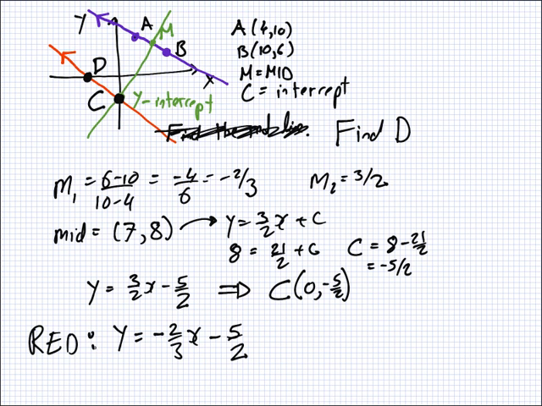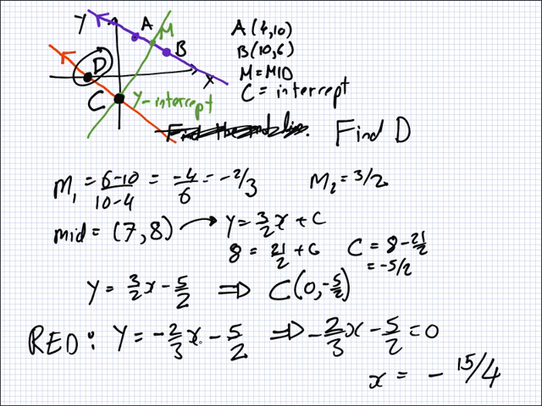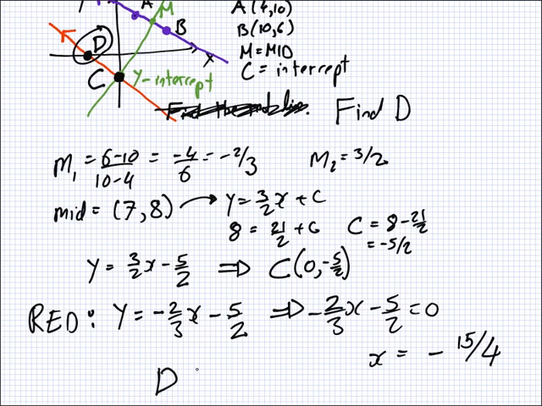So all that's left for me to do is to find this point. We'll make y equal 0. So that means I get minus 2 over 3x minus 5 over 2 equals 0. So that means x will equal minus 15 over 4. So then D, the answer, is minus 15 over 4, comma, 0.